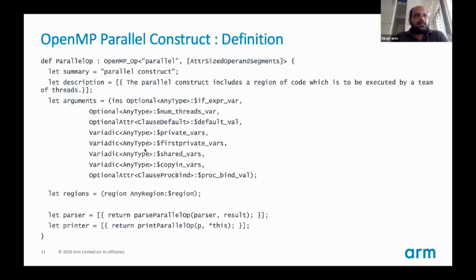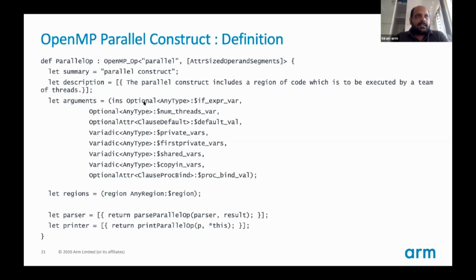The other important point to note here is that the types of all these are marked as any type. The reason for this is that we want the OpenMP dialect to be generic and not be specific to FIR or LLVM-IR, or LLVM dialect or something like that. It should work with any of these types. That's why all these types are marked as any type.